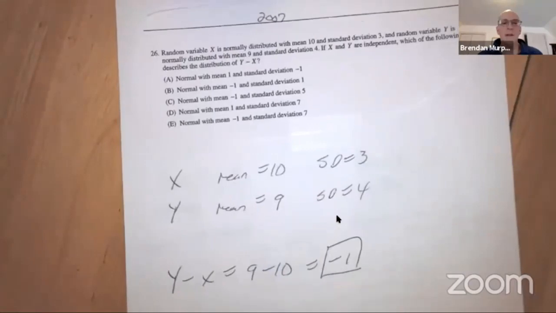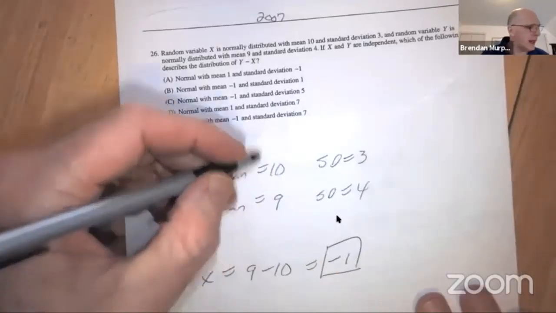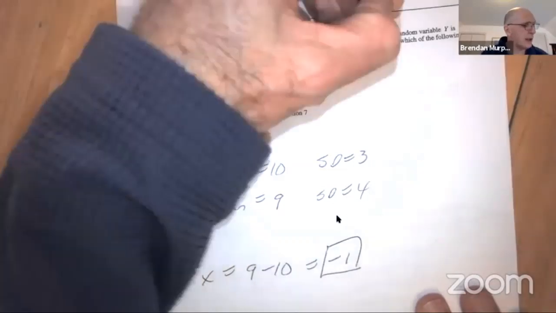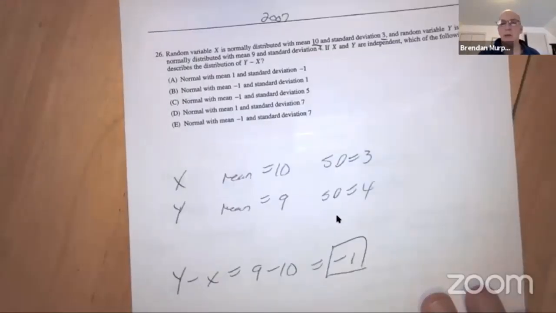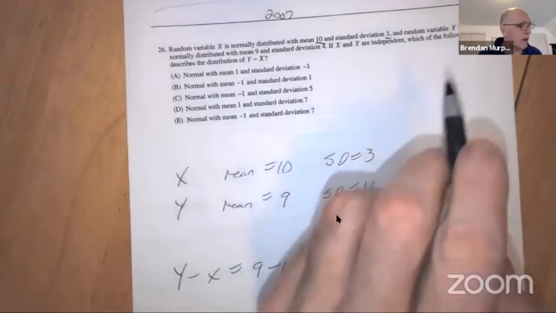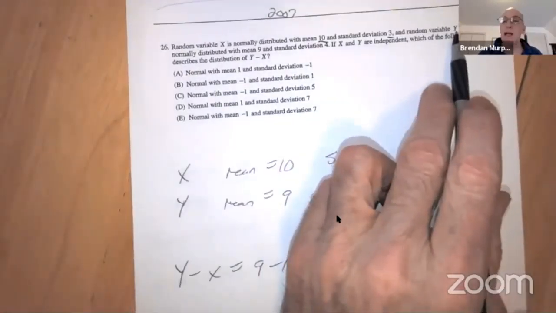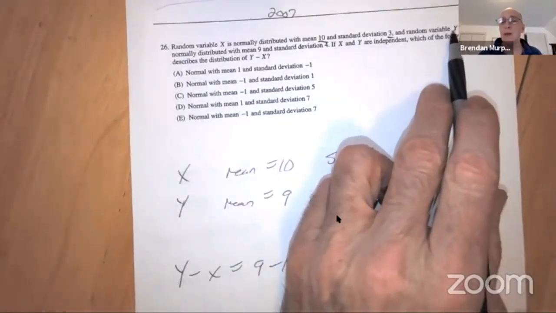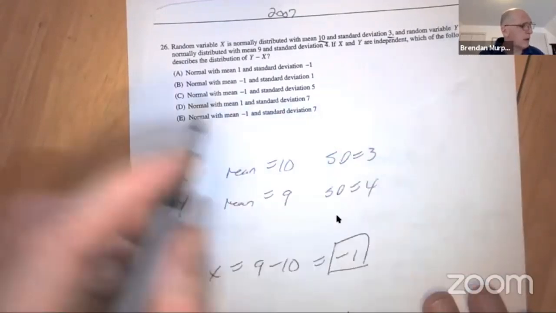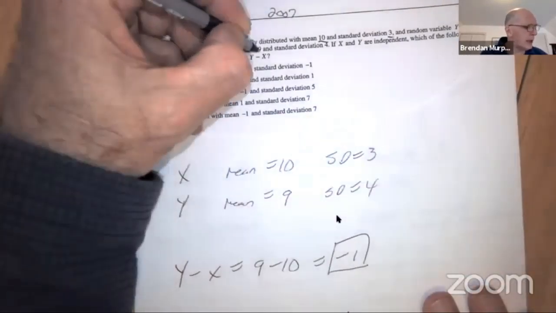So another great problem that I really like. This is from the 2007 exam, and this starts out and says random variable X is normally distributed with a mean of 10 and standard deviation of 3. So I just underline those. Random variable Y, again, many times our random variables are uppercase letters. We saw that, I think, in the first problem. Is normally distributed with a mean of 9 and a standard deviation of 4.